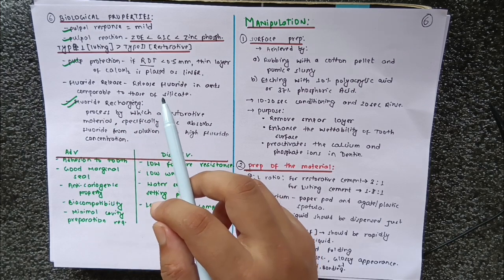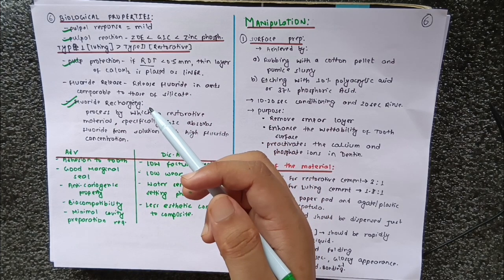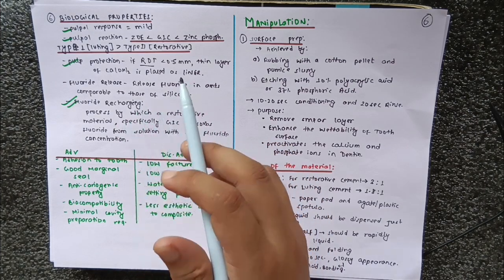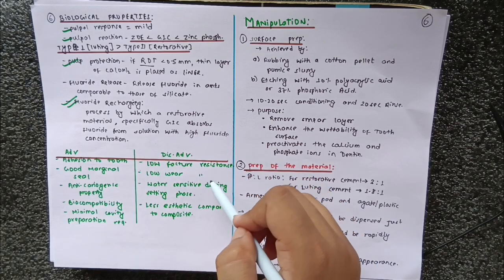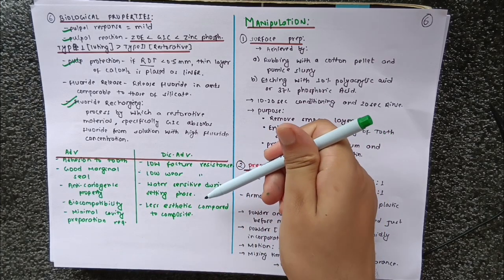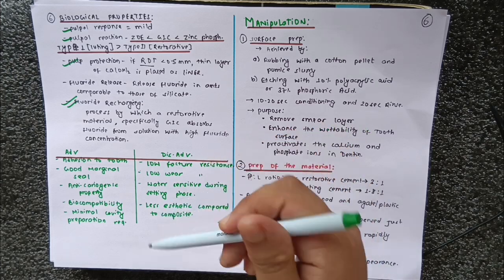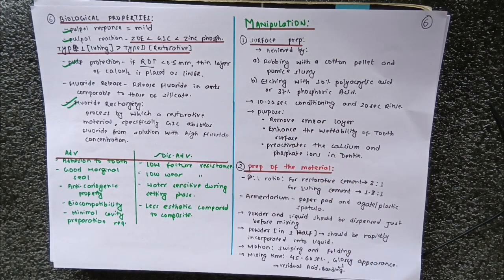So how much there is a caries, similar to the composite. So we do not require the proper cavity forms for the GIC. And in disadvantage: low fracture resistance, low wear resistance, water sensitive during the setting phase, and less aesthetic compared to the composite. So this is a disadvantage of the GIC.